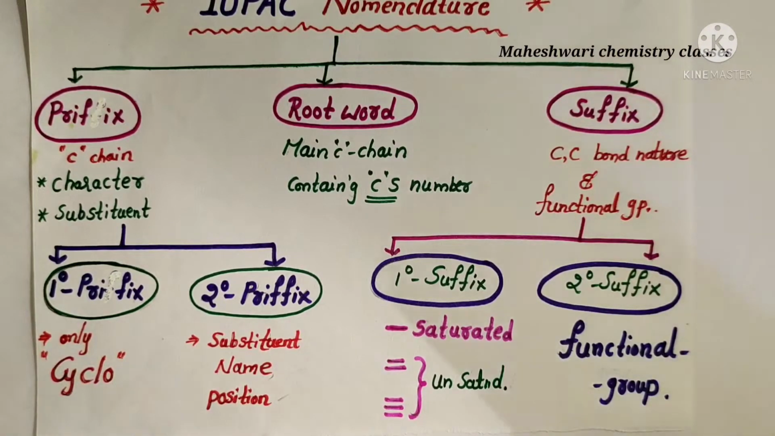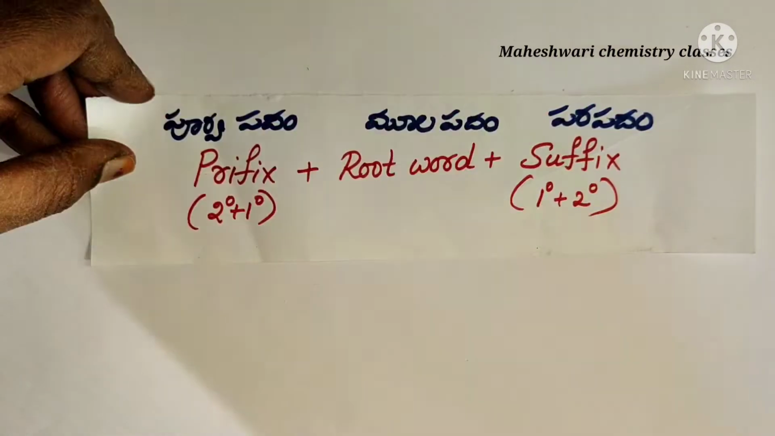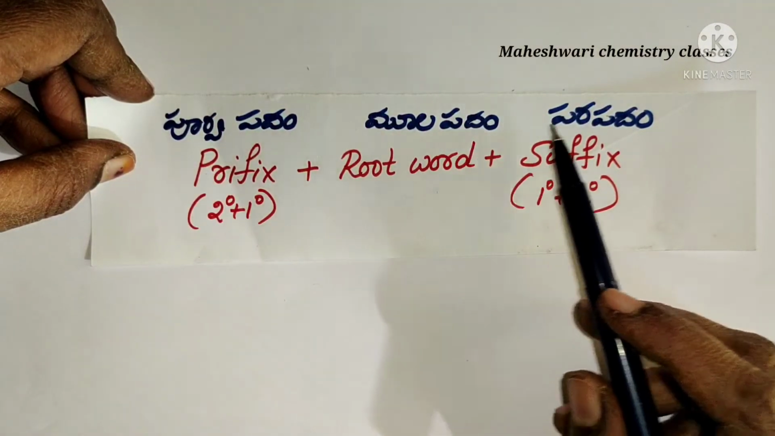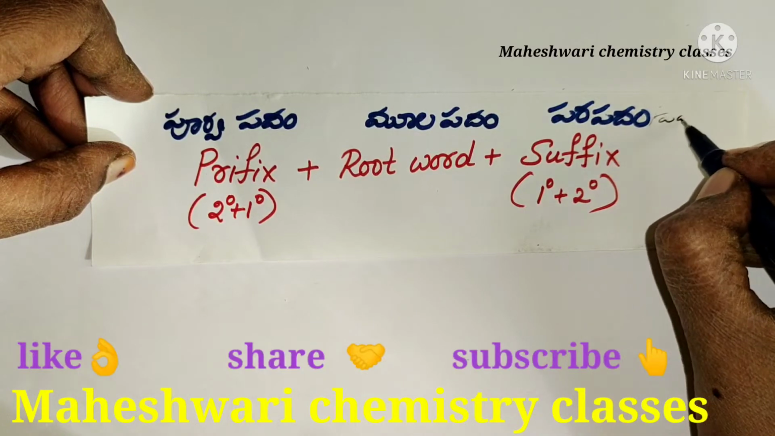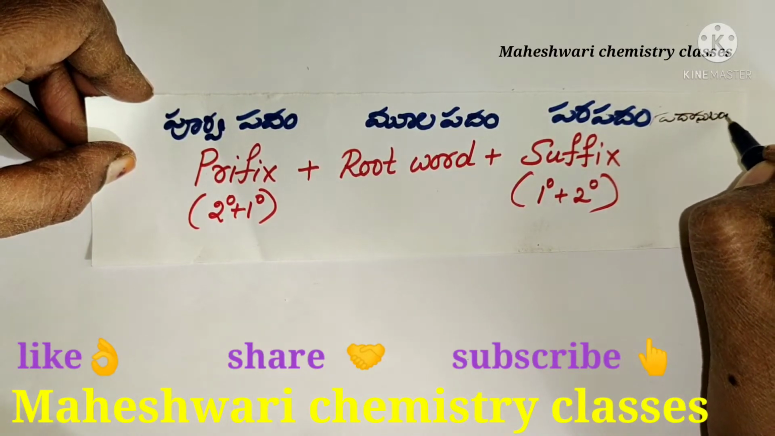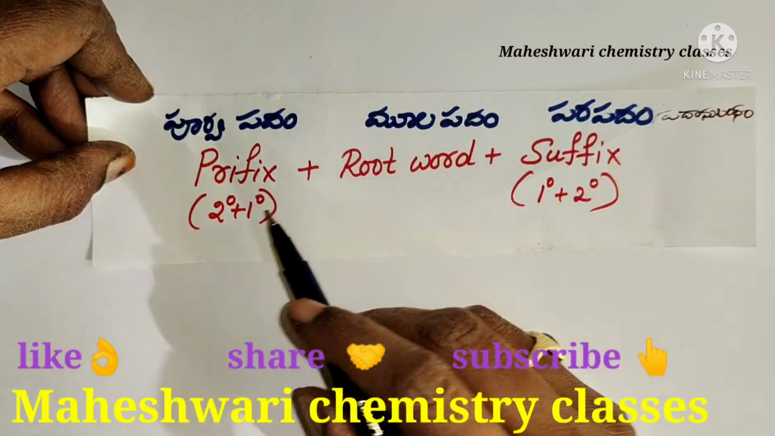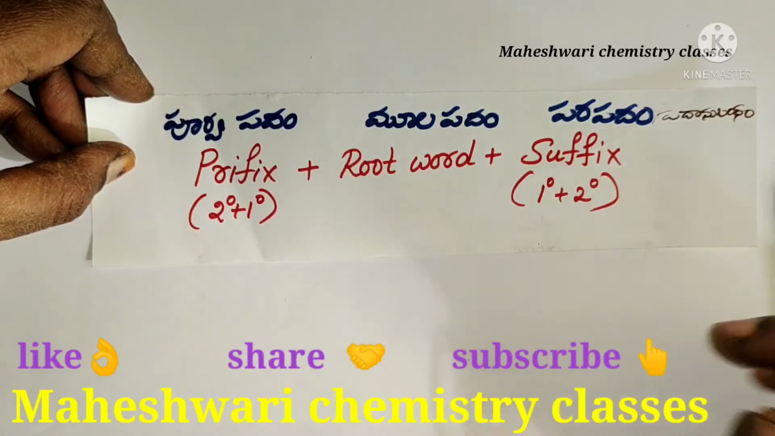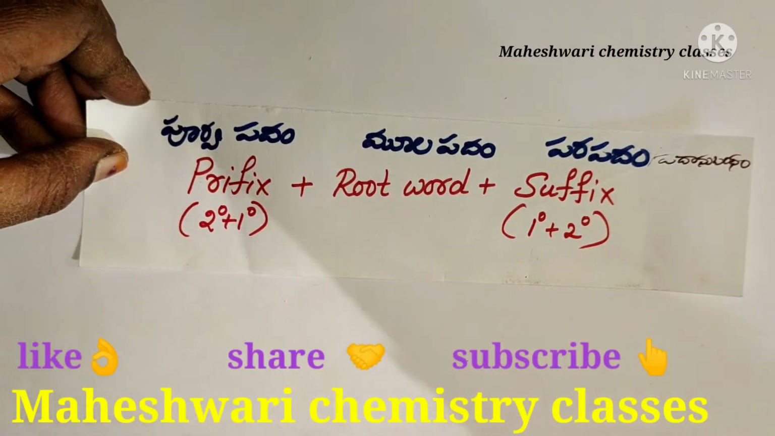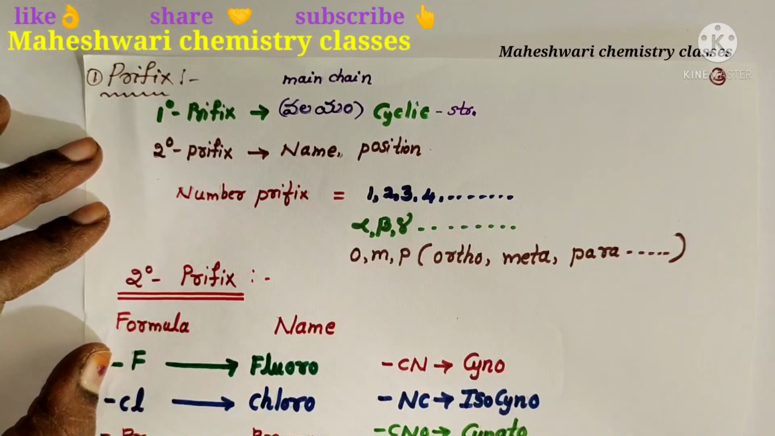Now we will learn clearly what is what. Trick: purvapadamu plus moolapadamu plus parapadam, nothing but padanubandham. Prefix plus root word plus suffix, prefix 2 1 plus root word plus suffix 1 2. So next, first prefix.